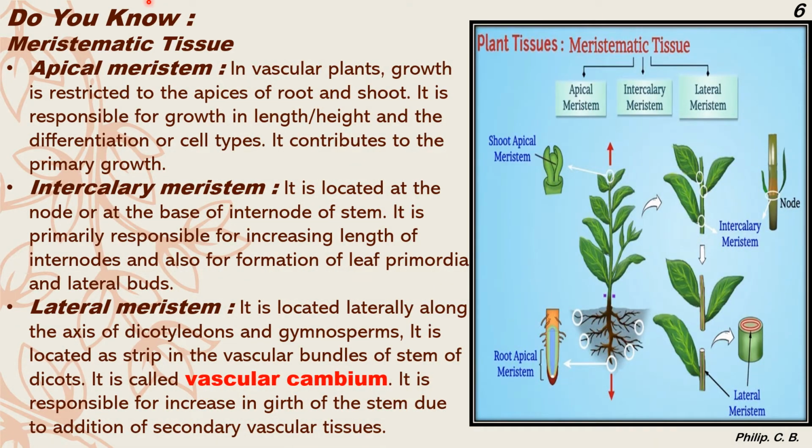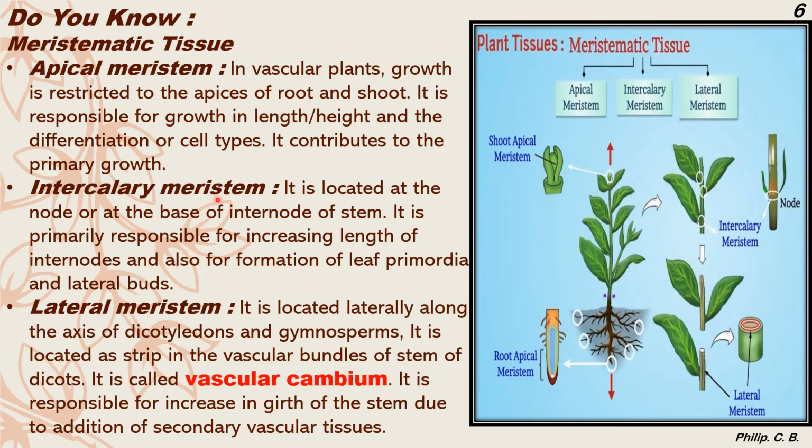Moving further, do you know meristematic tissue? Again, we learn about three types, as we just read earlier in the slide: apical meristem, intercalary meristem, and lateral meristem. So, apical meristem: in vascular plants, growth is restricted to the apices of the root and the shoot. So growth is restricted to the root and shoot regions at the apex. It is responsible for growth in length, height, and the differentiation of cell types. It contributes the primary growth, that is, the basic or initial growth is contributed by the apical meristem, that is, cell types or the length or height of the plant.